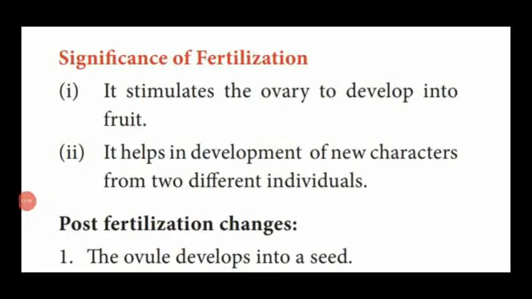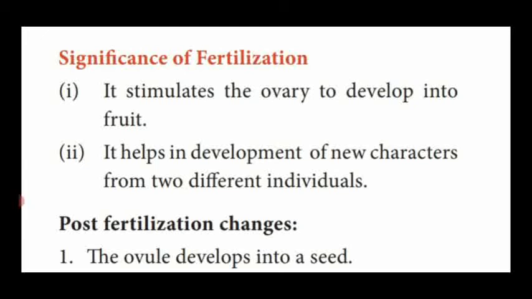Dear students, before going to see sexual reproduction in human beings, we have to see an important topic, the significance of fertilization in plants. This is an important 2-mark question. Due to fertilization, the ovary develops into a fruit, which is an important reproductive organ. Then fertilization helps to produce newly formed individuals with new characters. So that is the significance, or uses, or advantages of fertilization.